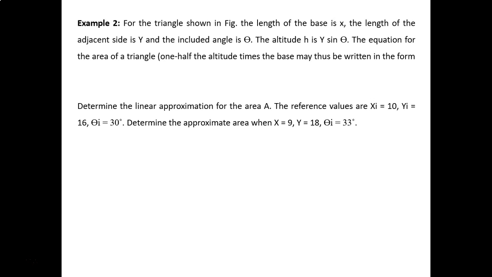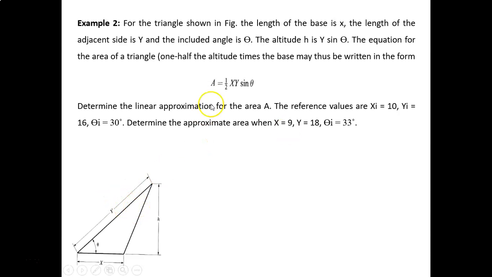Now, next example. Example 2. For the triangle shown in the figure, the length of the base is x. The length of the adjacent side is y. And the included angle is theta. The altitude h is y sin theta. The equation for the area of a triangle, 1/2 the altitude times the base, may thus be written in the form A is equal to 1/2 x y sin theta. Determine the linear approximation for the area A.